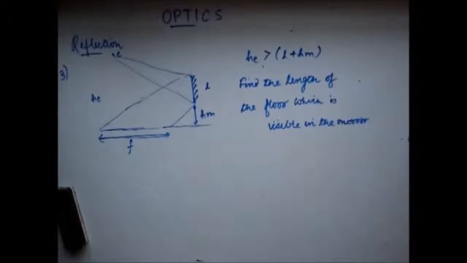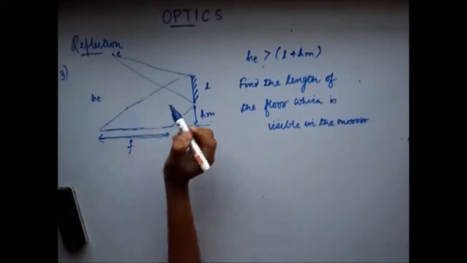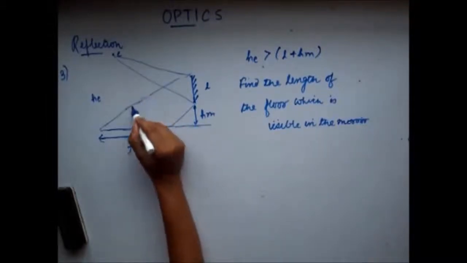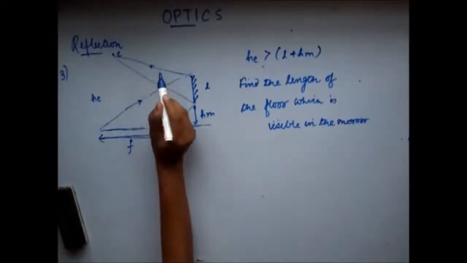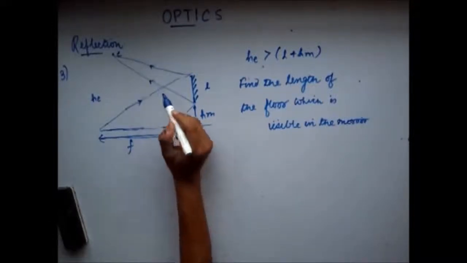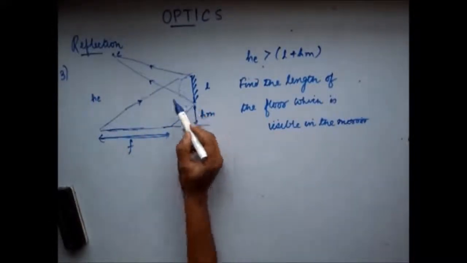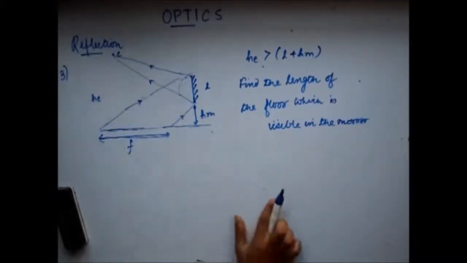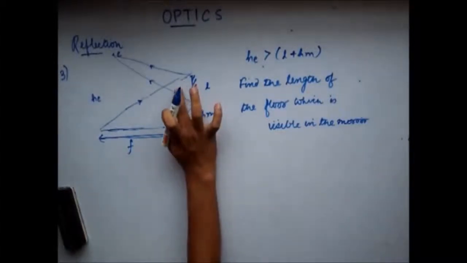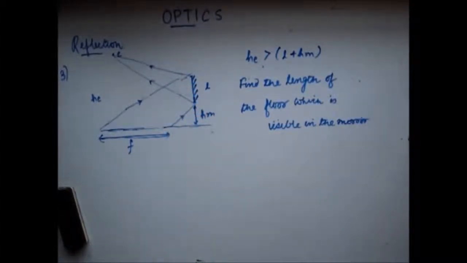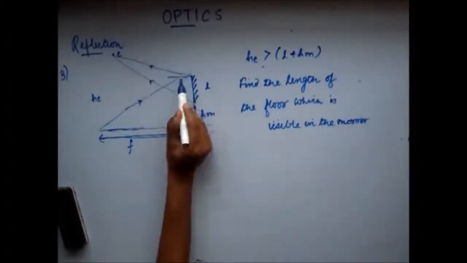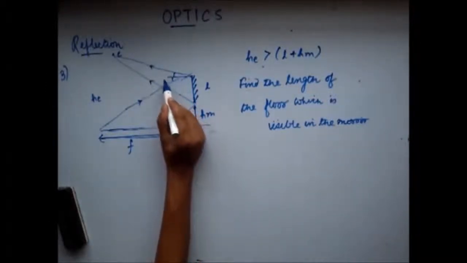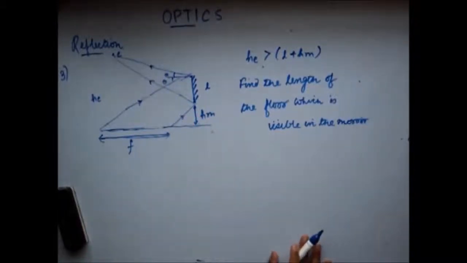Try the question. Now assuming that you have tried the question on your own, let's see what the solution is. As I said, we need to take the extreme rays because only this portion of the floor will be visible. Any rays coming from these other points will miss the eye. Now let's see how we use the properties of similar triangles. You know that the angle of reflection is equal to the angle of incidence. So if this angle is theta, this angle is also theta, right?